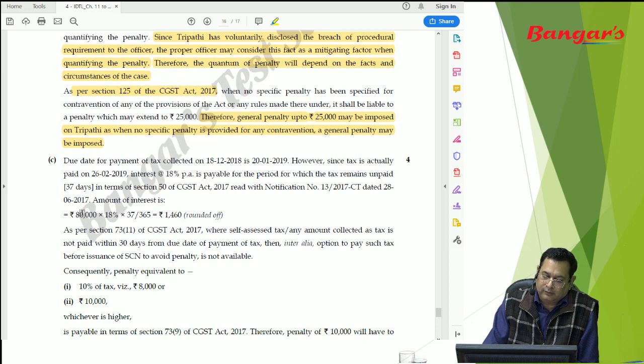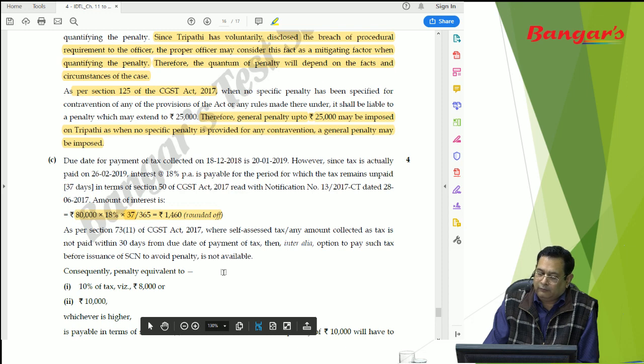And here the date of collection is 18th of December 18. So the due date will be 20th of January 19 and he has paid it on 26th of February. So the number of days will be 37 days and interest will be calculated amounting to this.